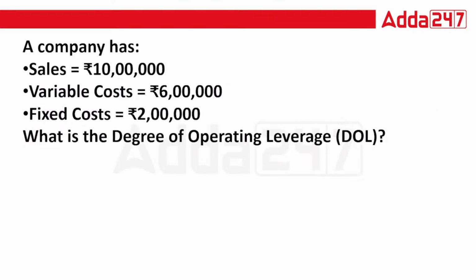Chaliye. Next, let's solve a few more questions, especially numerical questions based on DOL. So a company has sales, variable cost and fixed cost. You need to calculate degree of operating leverage. Now, operating leverage means whatever your daily business is, on that, what is the maximum output that you can generate with the available resources? That is what your degree of operating leverage will tell you.